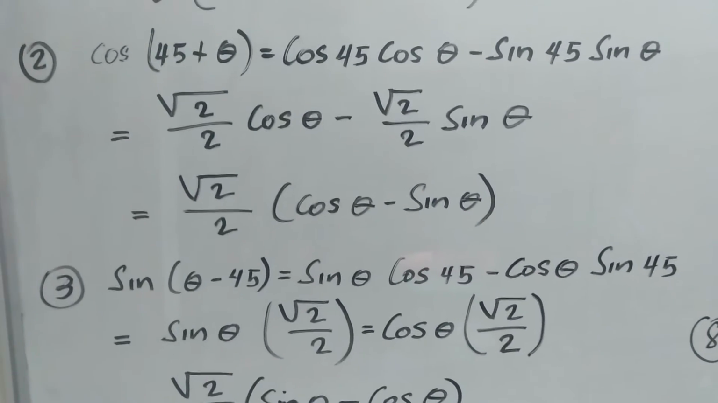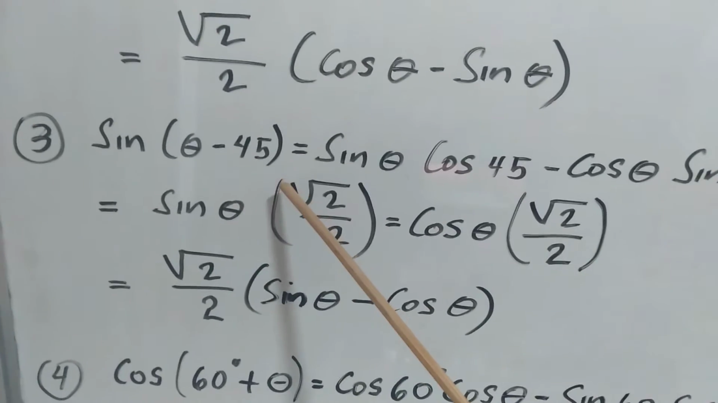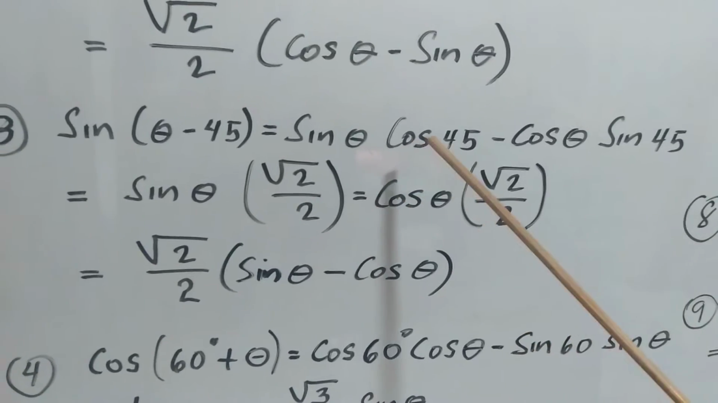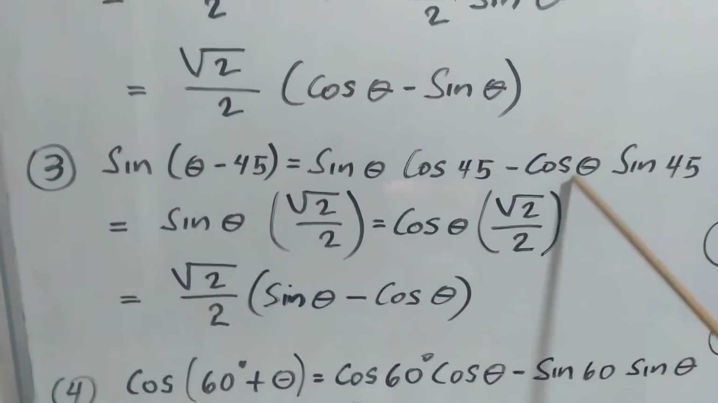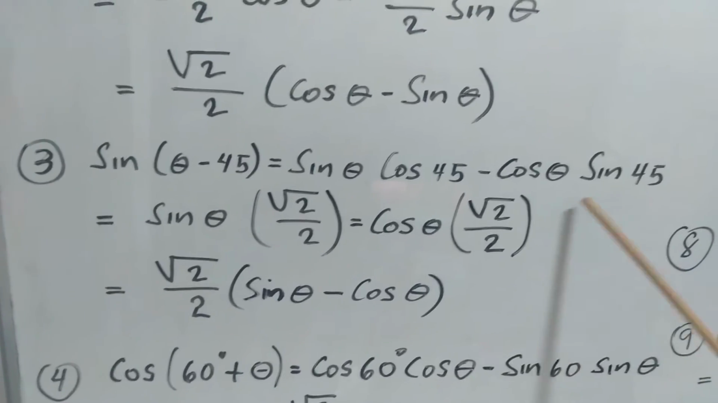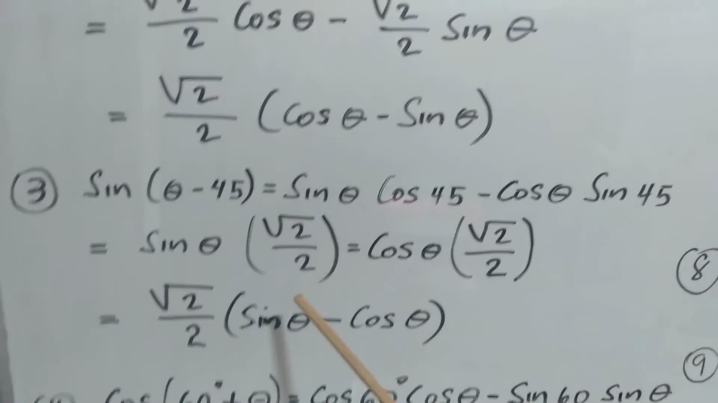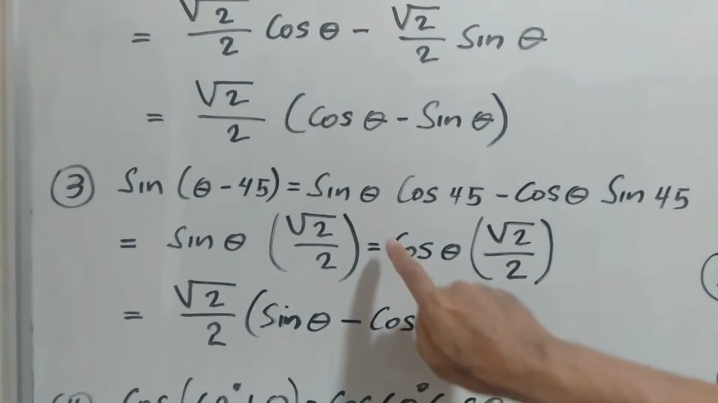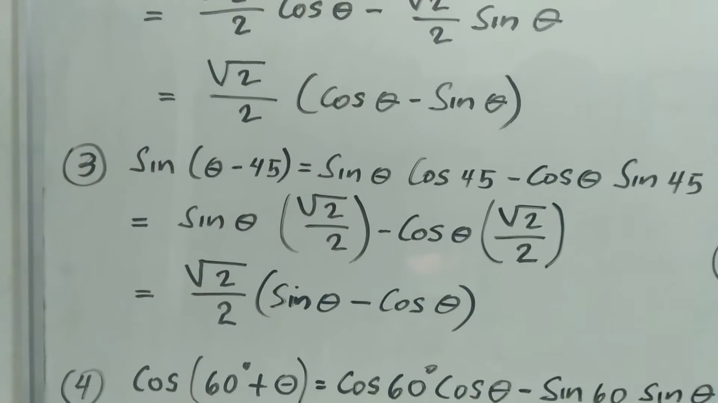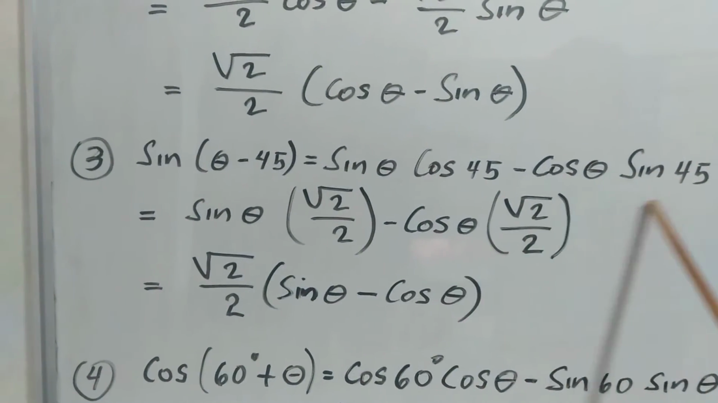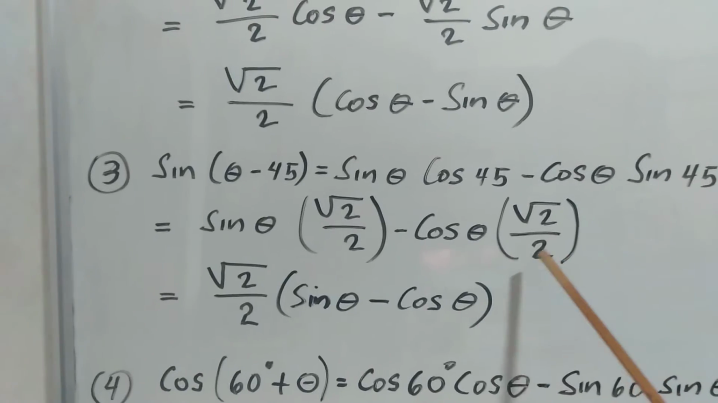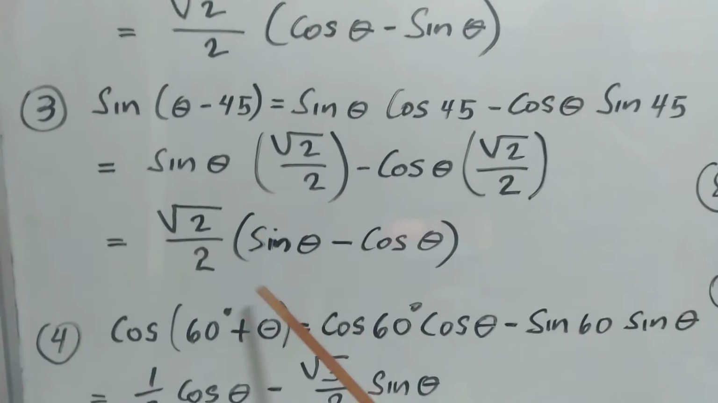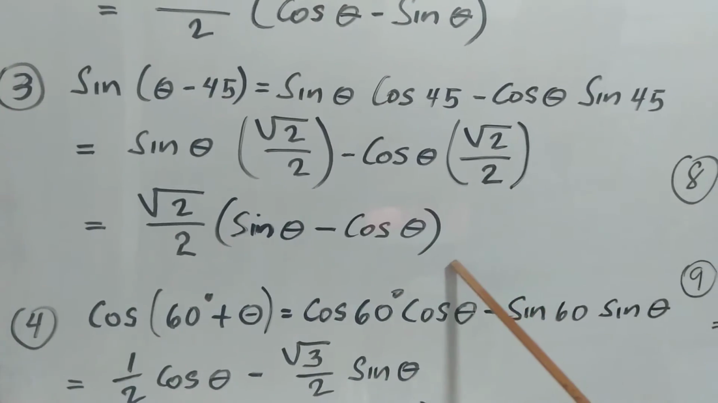For number 3, we have sine of theta minus 45 is equal to sine theta cosine 45 minus cosine theta sine 45. So sine theta, cosine 45 is square root of 2/2. Minus cosine theta, sine 45 is equal to square root of 2/2. We factor out square root of 2/2. What remains is sine theta minus cosine theta.